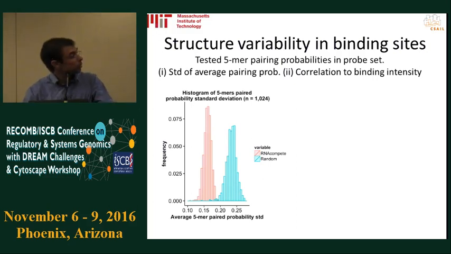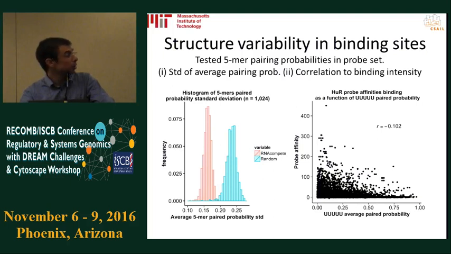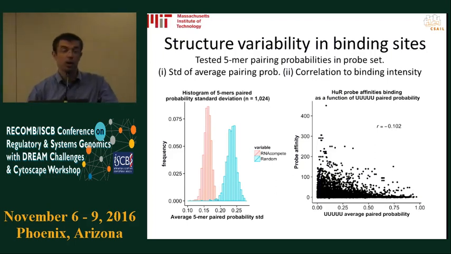When we want to test how well this variability correlates with the binding affinity, we took the example of the HuR protein, which is known to bind the U stretch and prefers to bind it in an unpaired context. When we look at the correlation between the binding intensity of the different probes and the average paired probability of the U stretch in them, we get a significant anti-correlation. It's not a very high correlation, but maybe we can utilize this information, and as I said, we did utilize it in our algorithm to learn the structural preferences of RNA-binding proteins.